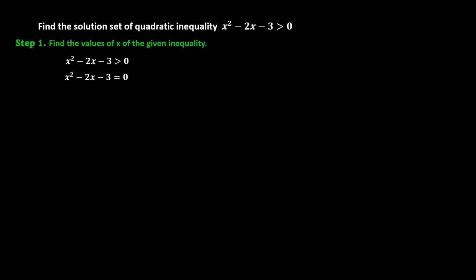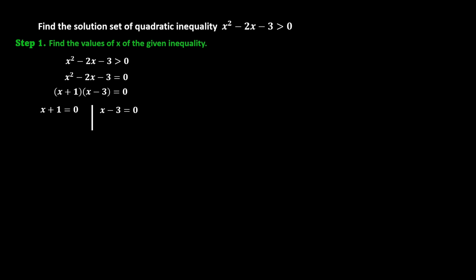Factor the given equation. The factor of the given equation is x plus 1 multiplied by x minus 3, which is equal to 0. Apply the zero product property. We equate each factor to 0. Then, we have x plus 1, which is equal to 0. And the other factor, x minus 3 is equal to 0. Then, solve for the value of x in each factor.